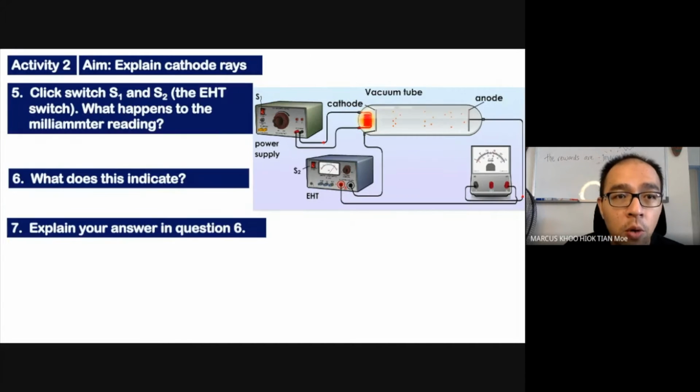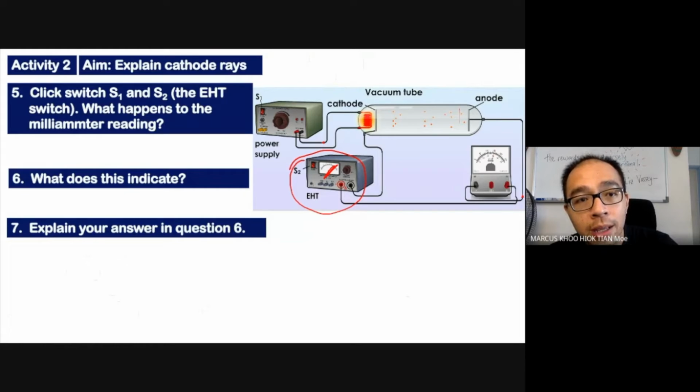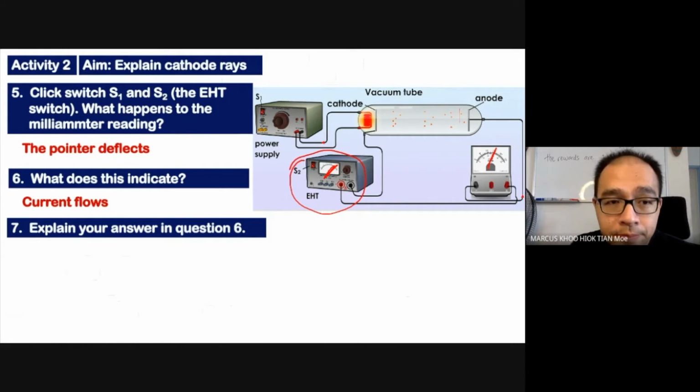But when you switch on S1 and S2, now you switch on the extra high tension. Take a look at the needle over here. It has turned to this side. You will find that there is a milliammeter reading. The pointer will deflect, and this indicates that there is a current flow. And why is there a current flow? So this is the explanation.